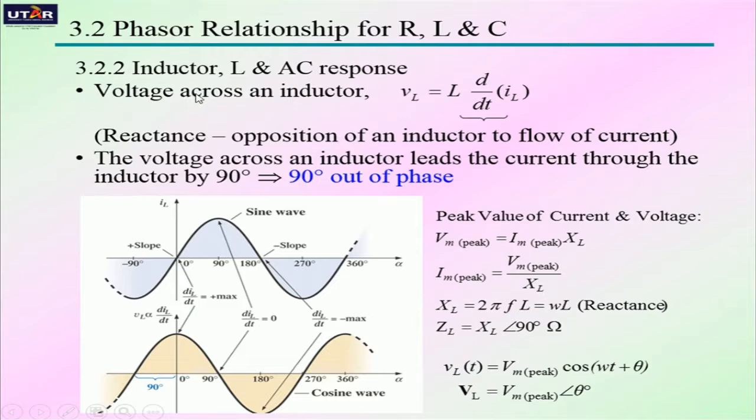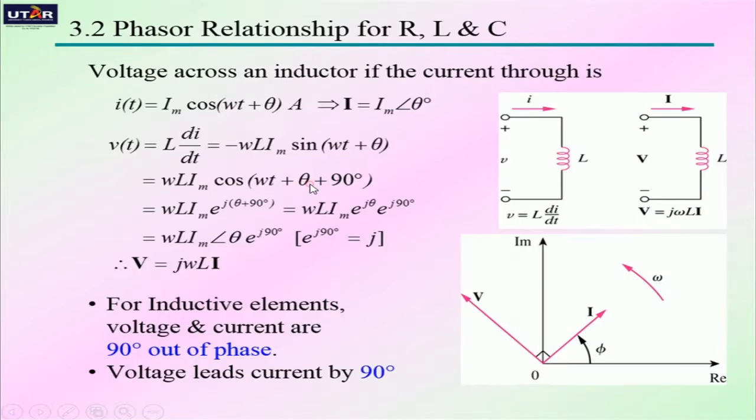If an inductor exists in a circuit, by measuring the voltage across the inductor and the current flowing through the inductor, we can see that the current is lagging voltage by 90 degree. So they are actually 90 degree out of phase. Voltage always leads current, or current lags voltage by 90 degree.